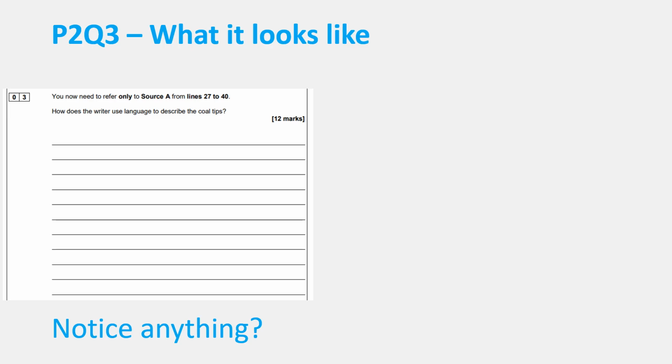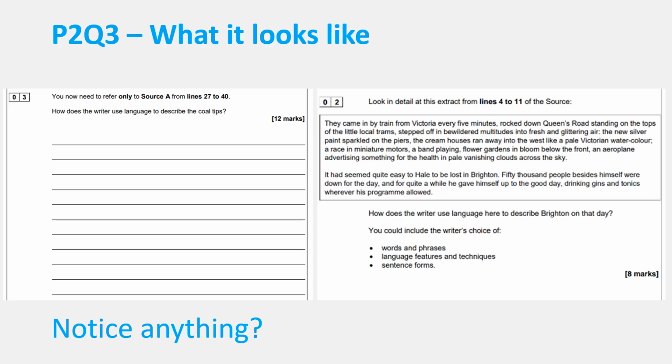Here is the question, paper 2, question 3. Here is paper 1, question 2. What do you notice? Well, they're effectively the same question. There are some differences which I'll talk about on the next slide, but these are both language questions. They are asking you to identify language methods, to quote those language methods, and to find the effects of those methods and quotations.